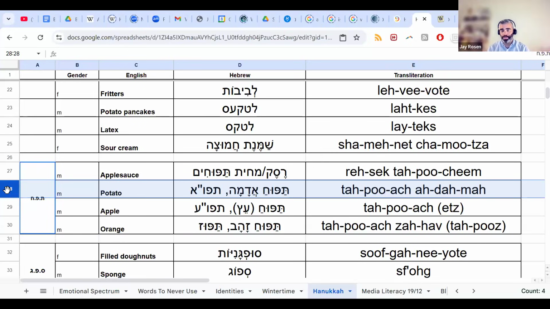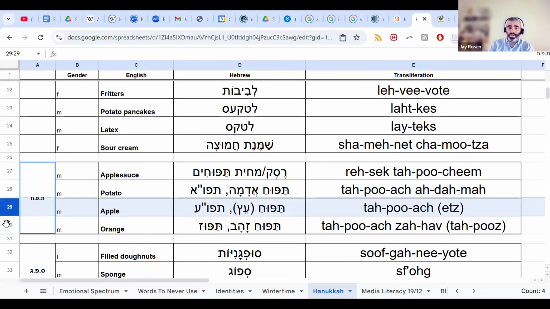We all know and love the tapuach adama, potato, literally apple of the earth, as many languages also call it, like in French, pomme de terre, so too in Hebrew, tapuach adama, apple of the earth. Apple, tapuach, adama, earth, oftentimes abbreviated like that, as opposed to an apple, which is a tapuach or tapuach etz, apple of the tree. Okay.